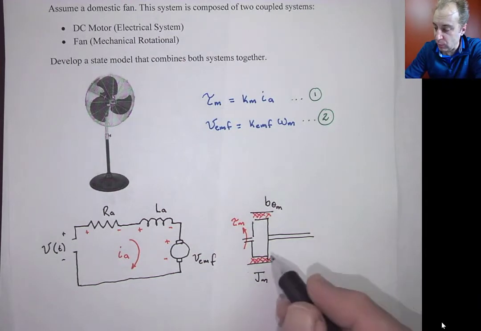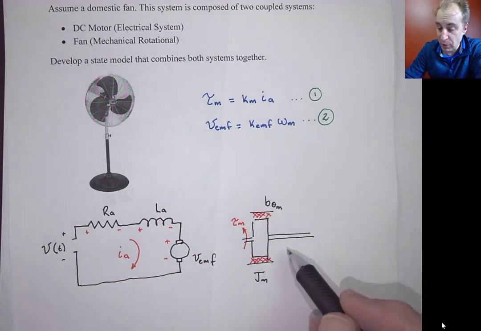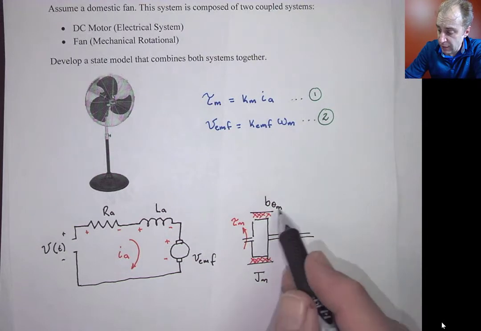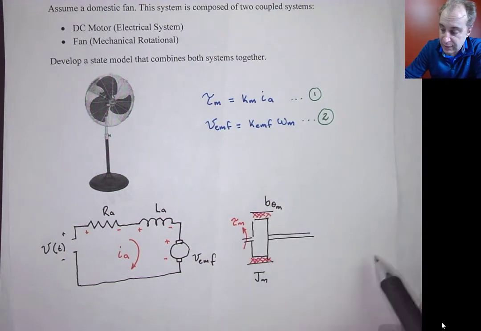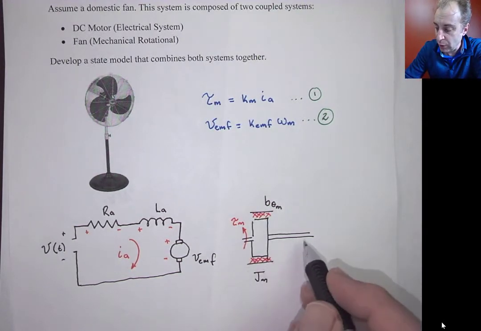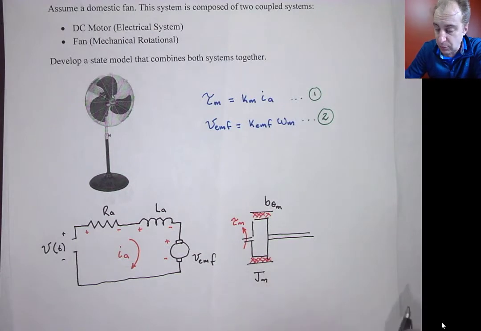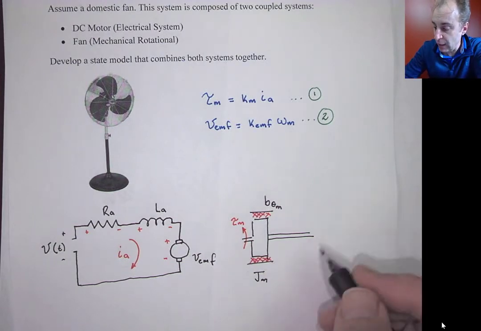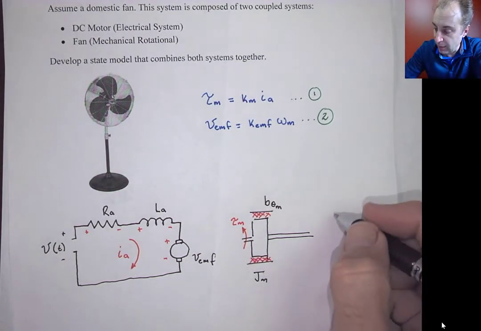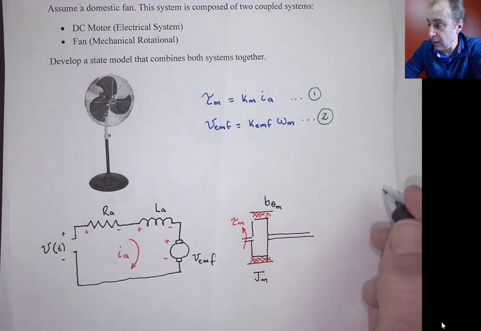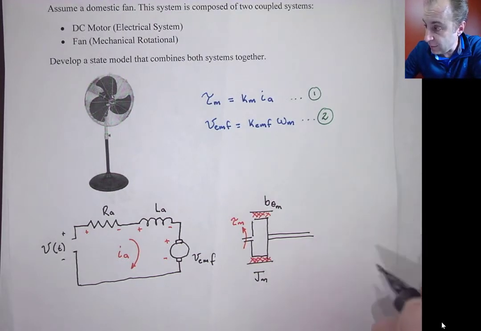That's just the way that we're going to model it. If we were going to model it with a rigid body, then all these would be a single element. But we're going to assume that there is a flexible shaft that we're using to build that torque in order to start moving the blades of the fan.